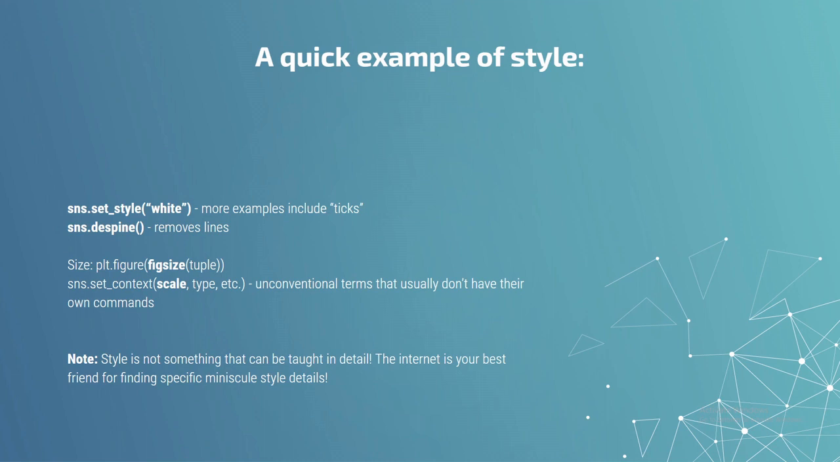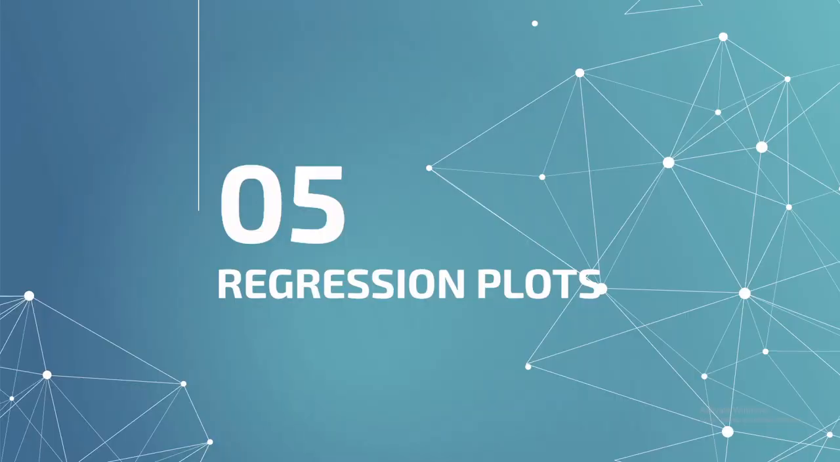A quick note is that style is not something that can be taught in detail. The internet is your best friend for finding specific minuscule style details. Say you want to change the hue of your plot to be a certain pink. Well, the internet and places like open coding forums can allow you to find different styles and different sets that you want to create.